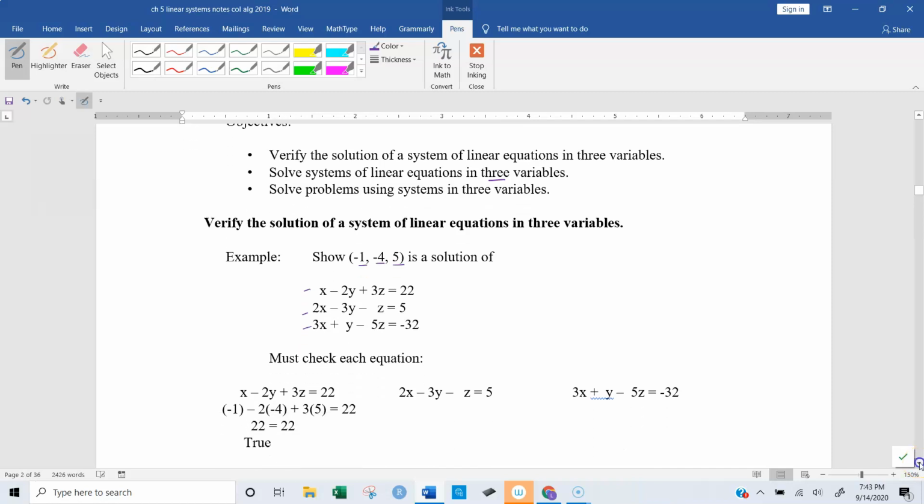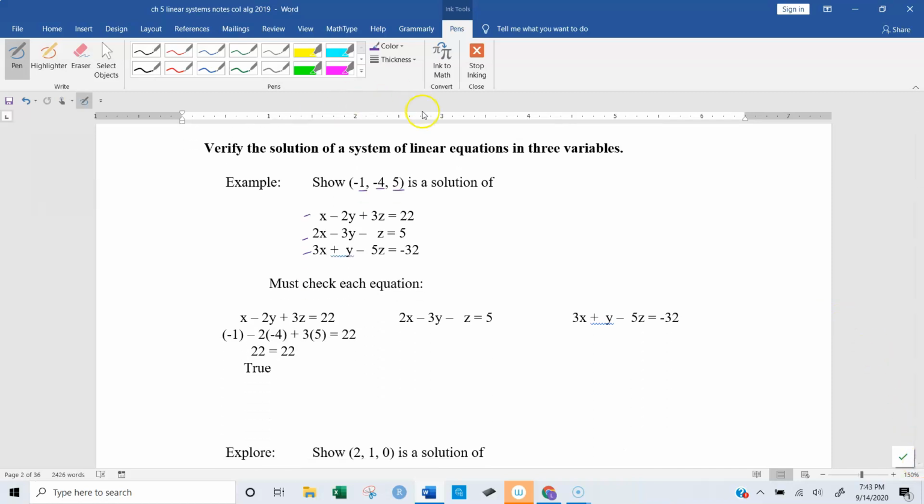All right, so here we go. First, I just want to know if -1, -4, and 5 is a solution. And it's just like we did last time. We plug the -1 in for x, the -4 in for y, and the 5 in for z. So we plug those in here. We get 22 equals 22. First one checks. But you must do all three. So again, we're going to plug in the -1 for x, the -4 for y, and the 5 for z.